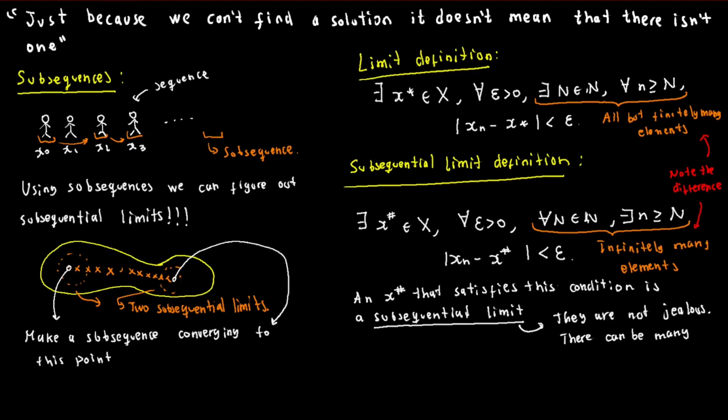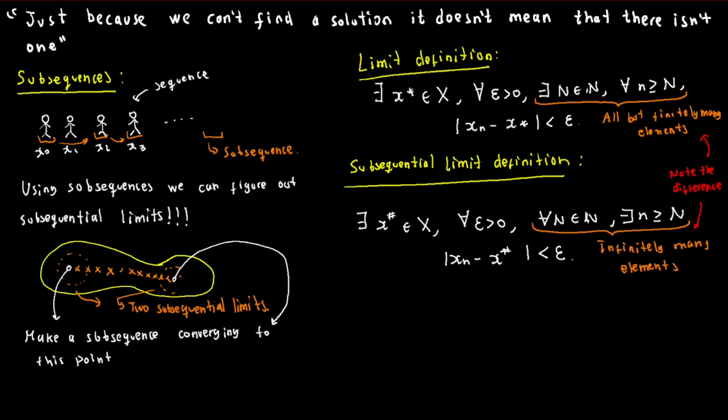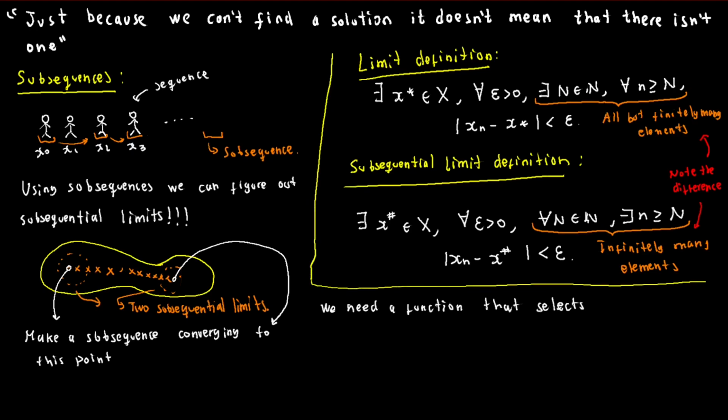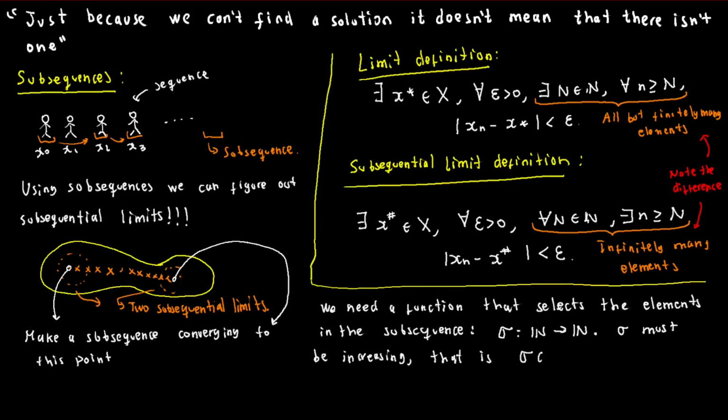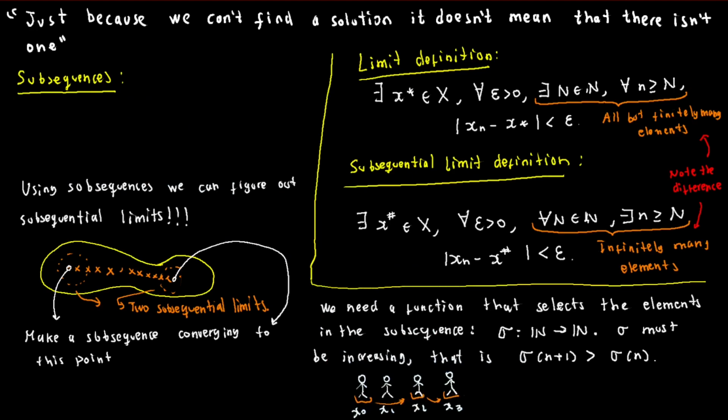It's like making a playlist of your favorite songs from a larger library. To create a subsequence, we need a function that helps us pick the elements of the original sequence. We call this function sigma, and it maps natural numbers to natural numbers. But we can't just pick any function. We need one that is strictly increasing. That way we know that we are always selecting elements that appear later in the sequence. Think of it as building a VIP guest list for a party, but only adding people who are more important than the ones already on the list.